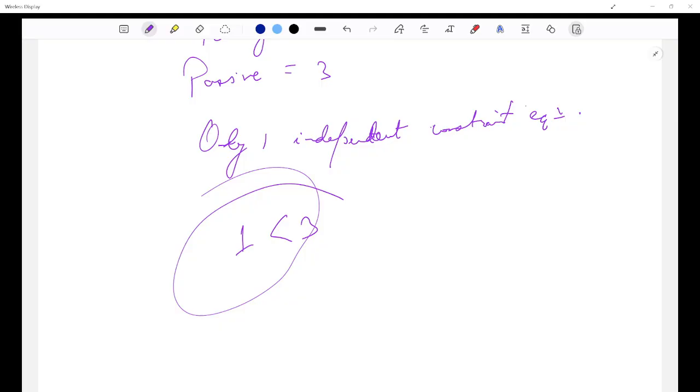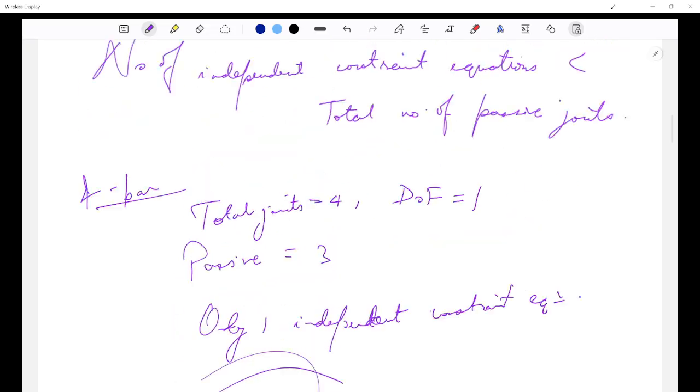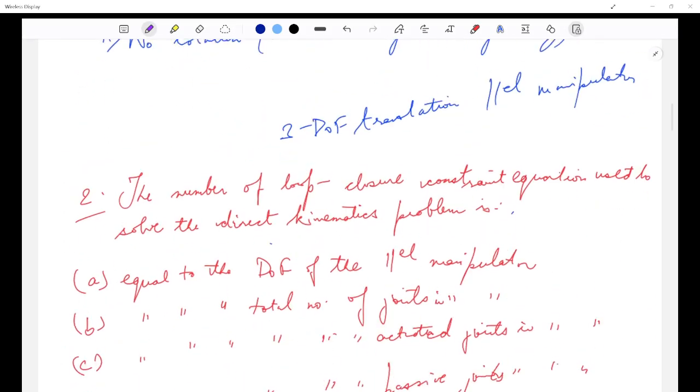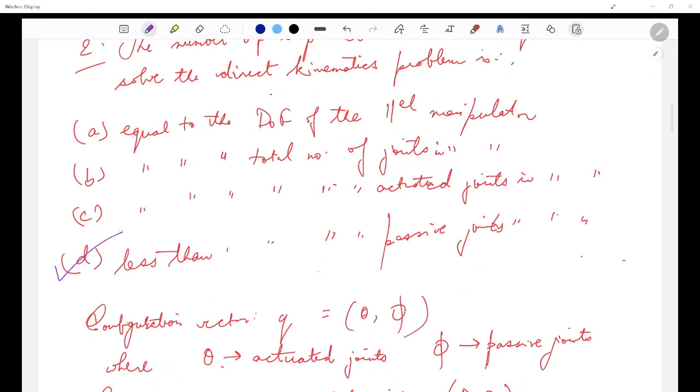For example, we'll see the Stewart platform. You might have already seen it in the lecture as well, and we'll have that covered in the next class as an application for the force-torque sensors. There are 30 passive variables, but we do not write 30 independent loop equations. We choose minimal independent loops. So the number of loop closure equations used to solve direct kinematics is less than the total number of passive joints. So your correct answer is D.